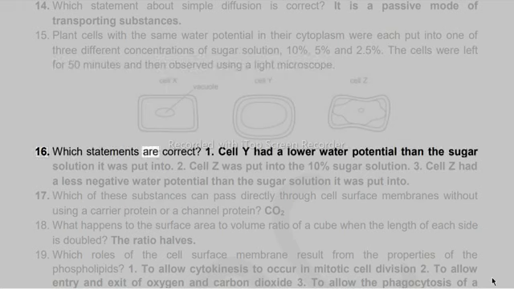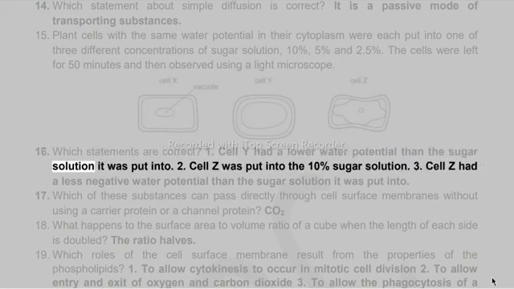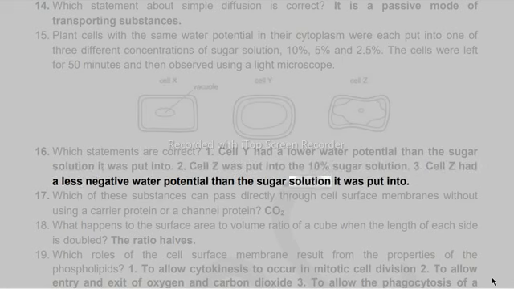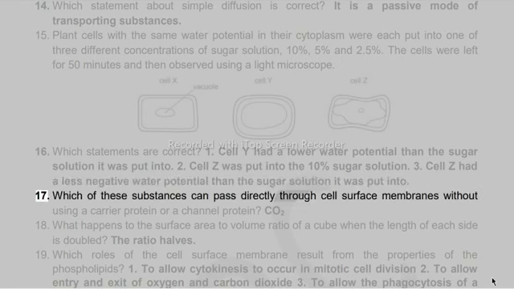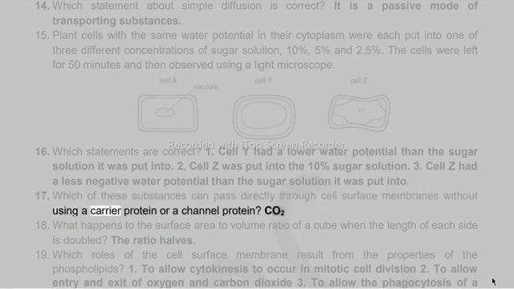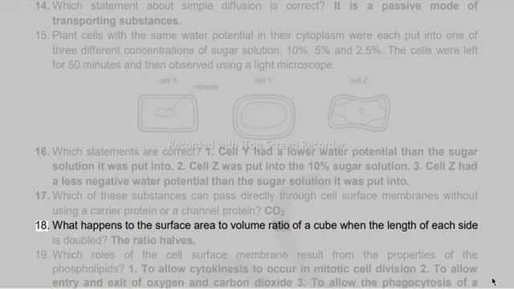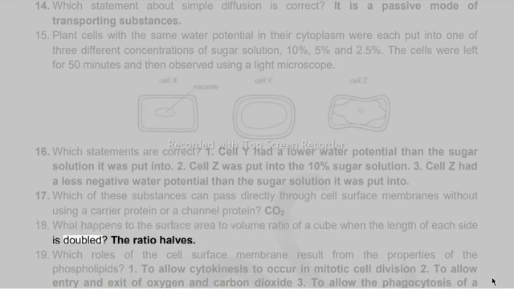16. Which statements are correct? 1. Cell Y had a lower water potential than the sugar solution it was put into. 2. Cell Z was put into the 10% sugar solution. 3. Cell Z had a less negative water potential than the sugar solution it was put into. 17. Which of these substances can pass directly through cell surface membranes without using a carrier protein or a channel protein? CO2. 18. What happens to the surface area to volume ratio of a cube when the length of each side is doubled? The ratio halves.